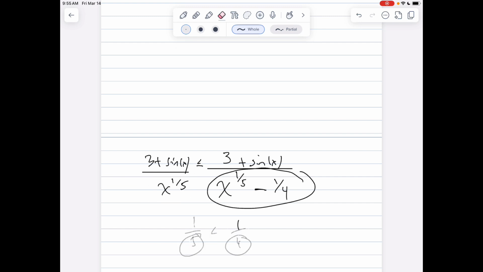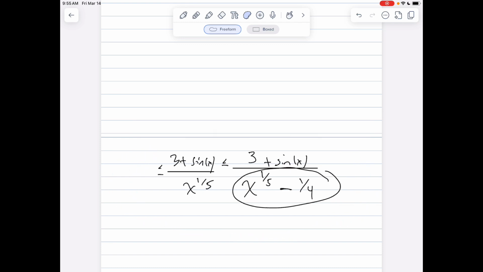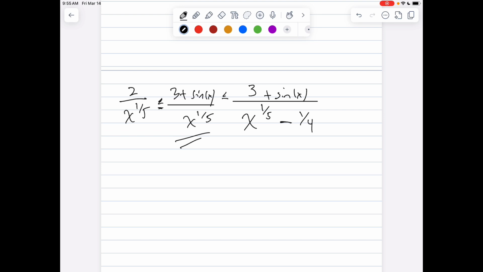And what I'm going to do is make another inequality. When you're working with this rule, you want to work with the most simplified function possible, and sometimes you need to make a list of inequalities like we're doing here. So for 3 plus sine x, the smallest sine can be is -1. So all of this would be greater than or equal to 2 over x to the 1/5. And that's a function that you want to work with.